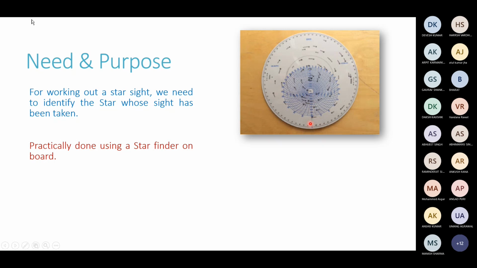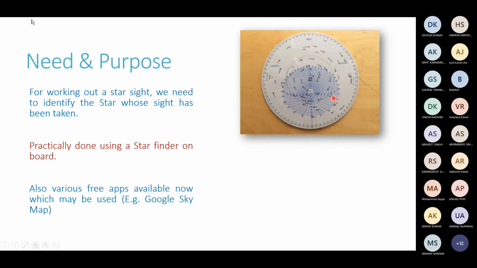And when the LHA Aries is aligned with the base template, you are able to see all the important stars which are there in your view, or which you can observe and use for site solving. So you will get approximate altitudes and approximate bearings or azimuth of all those stars. So this helps you to identify which is the star which you have used for your site taking.